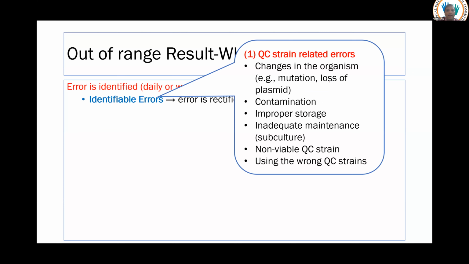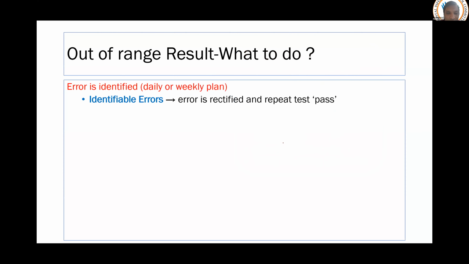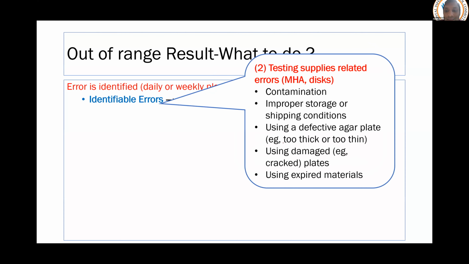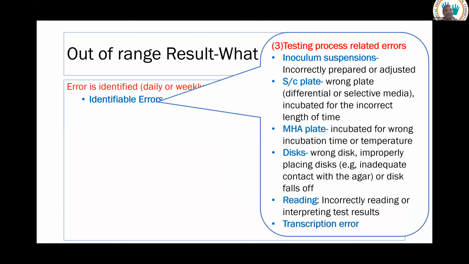There are various types of identifiable error. The errors may be QC strain related, like the QC strain has become contaminated because of improper storage or improper subcultures. It has become non-viable, or from repeated thawing, which will also make it non-viable. All these are QC strain related errors. Then testing supplies errors, like MHA or disk related errors: improper storage of MHA or disk, or MHA that is too thin or too thick, or expired antibiotics. All these are MHA and disk related errors.